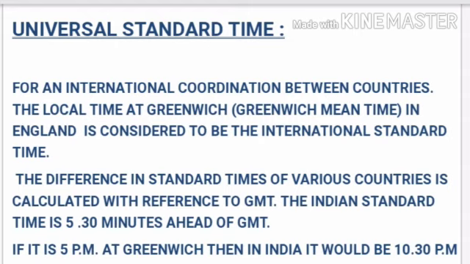Universal Standard Time. For international coordination between countries, the local time at Greenwich in England, Greenwich Mean Time, is considered to be the International Standard Time. The difference in standard time of various countries is calculated with reference to GMT. The Indian Standard Time is 5 hours 30 minutes ahead of GMT. If it is 5 pm at Greenwich, then in India it would be 10:30 pm.